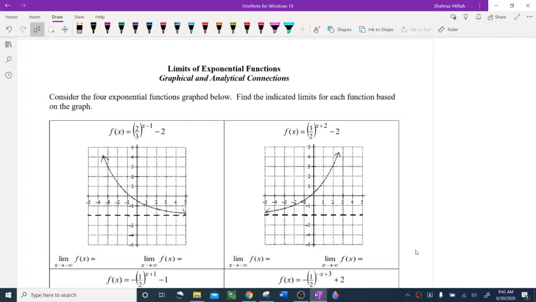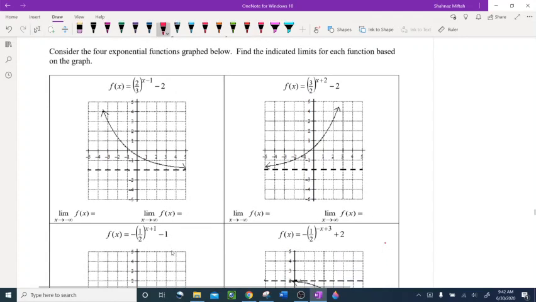Okay, the first graph. Consider the four exponential functions graphed below. Find the indicated limits for each function based on the graph. So we are looking for limits based on this graph. The first one is limit as x approaches negative infinity of f of x equals what? So this is my exponential graph, and I am going to negative infinity.